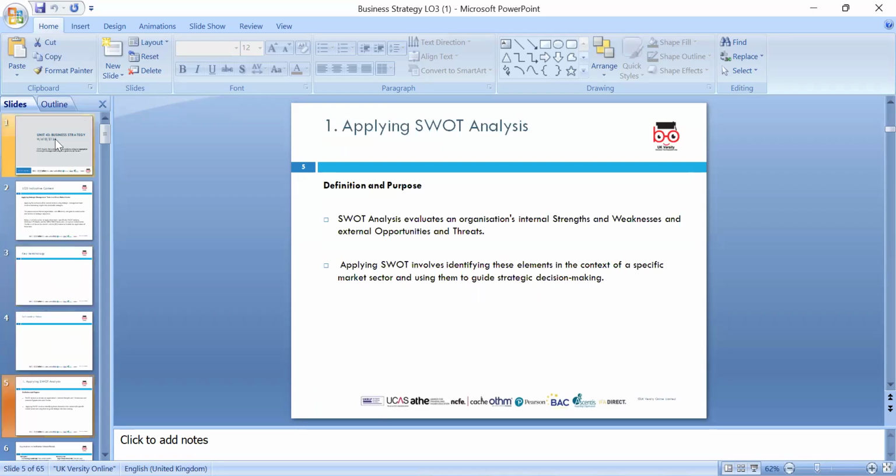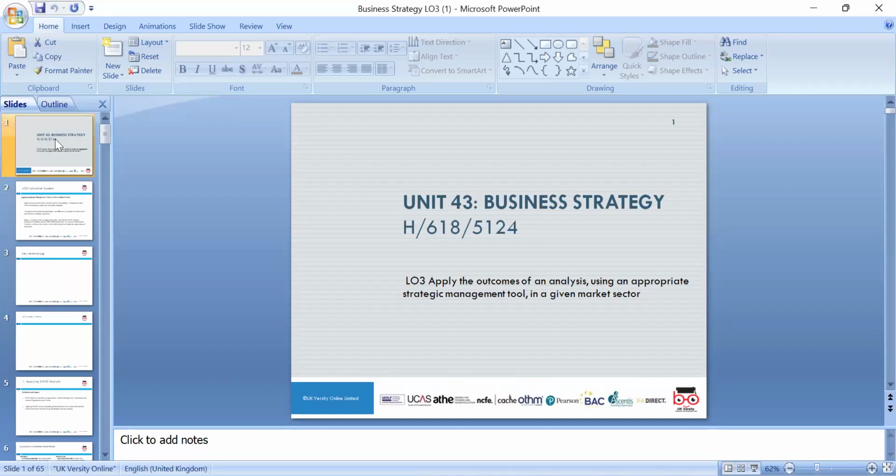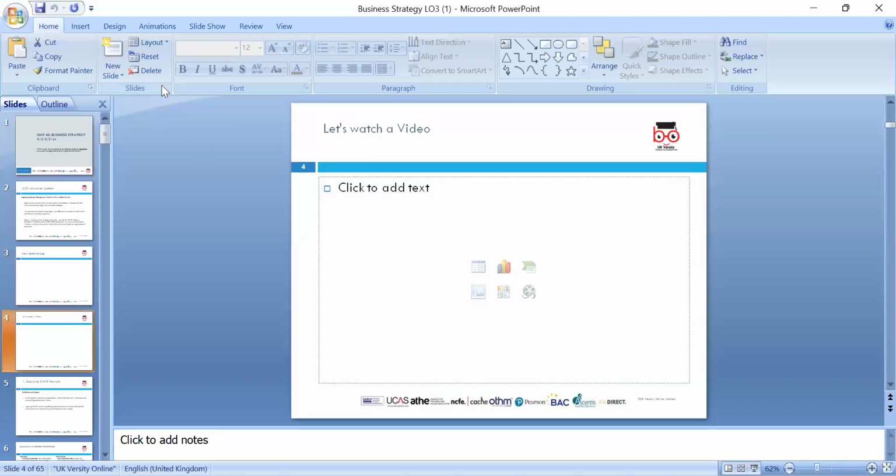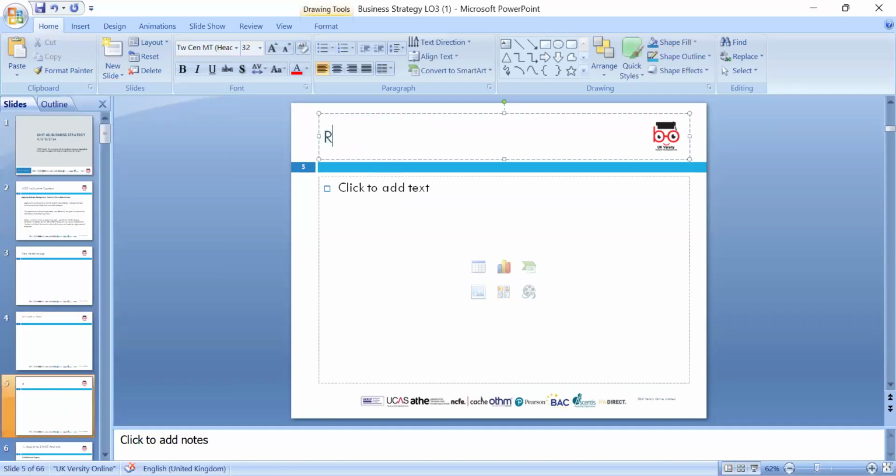Today's lesson, our learning outcome is to apply the outcome of analysis using the appropriate strategic management tool in a given market sector. So that will be the key, which we'll look at now. In the previous lesson, we had a discussion about SWOT. We'll watch a little video later on. I'll add the video as well, and we'll recap. We discussed how we can apply SWOT.